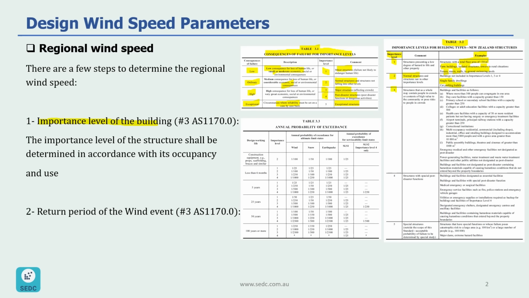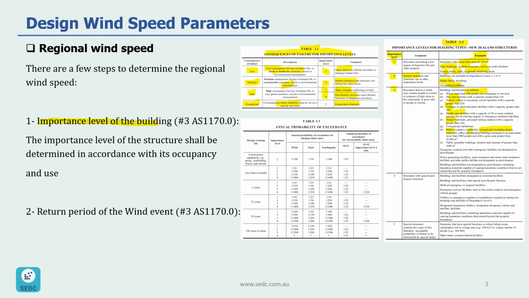And importance level 3, which has the majority of the buildings that we usually design, is for the structures where you can have more than 300 people gathered, or for daycare, primary schools, colleges, healthcare facilities, airports, multi-occupancy residential or commercial, including shops and many more examples. So our building is going to fall into this category.